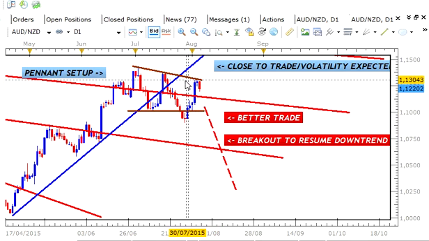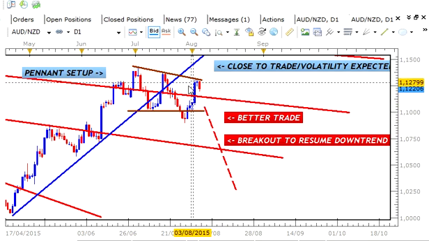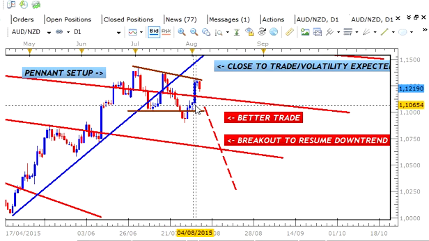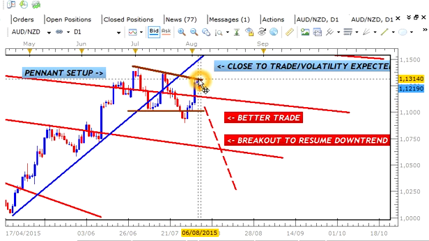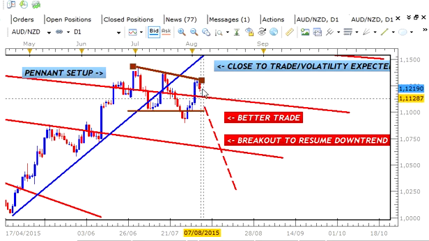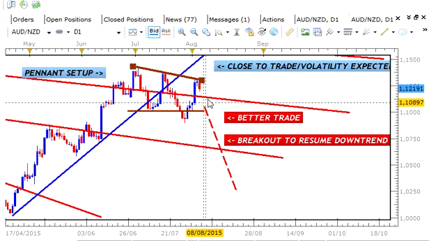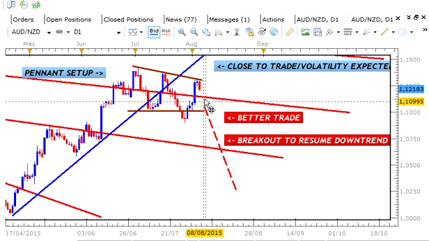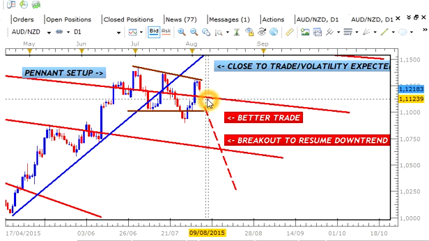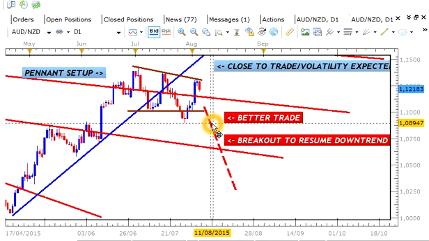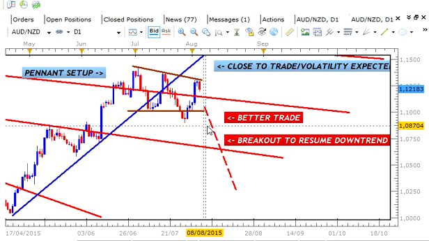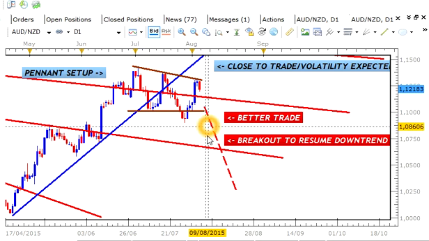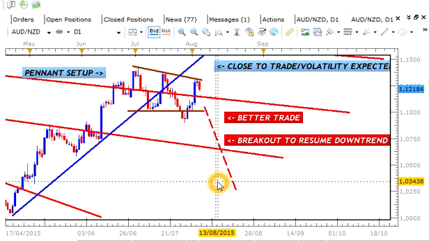So trading within this boundary is possible, but I would advise against it, because as the boundary narrows in pennant setups, trading within them begins to become a little risky. It becomes a little more volatile. So this is why I would advise to wait until we see a strong bearish breakout below the support area here, to then trade it in favor of the Kiwi dollar.